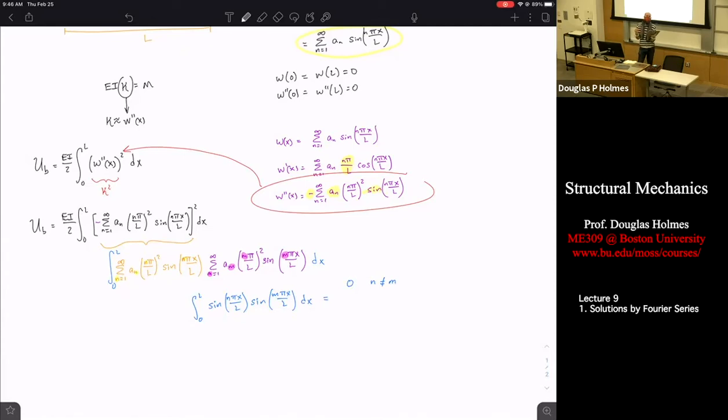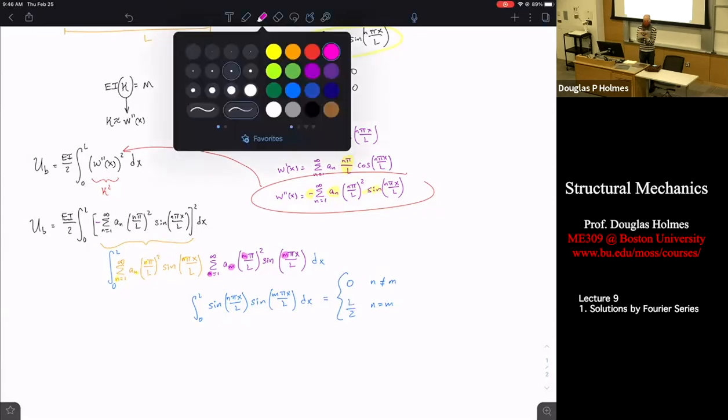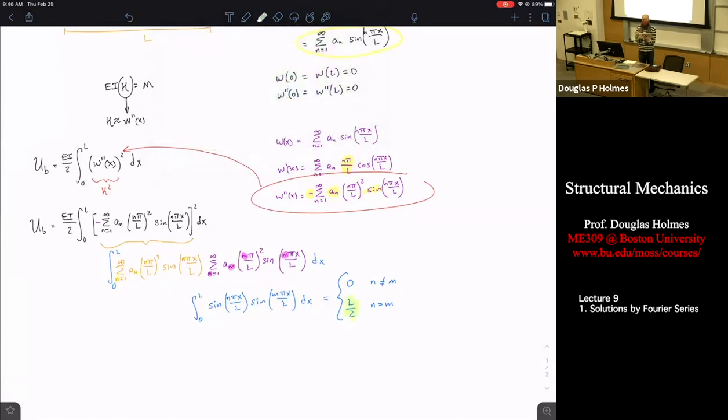It turns out that it not only equals a number, it actually equals a very specific thing. It equals L over 2. You could plug that into Mathematica and it'll spit it out for you. You wouldn't necessarily know that for any reason. But the most important part here is that we only get an answer if these things are the same. So that's nice. That makes our life a little bit easier.